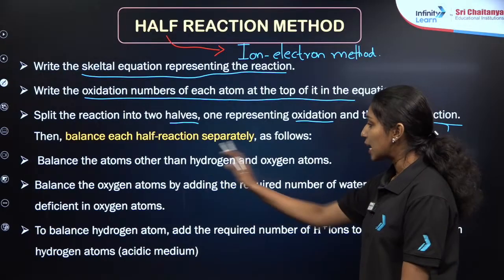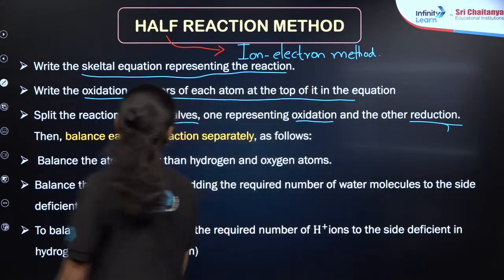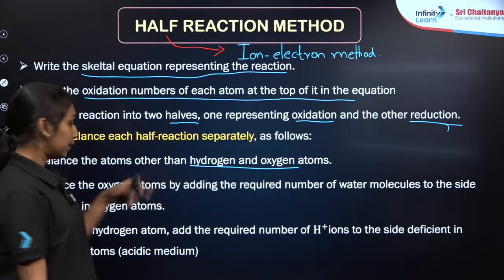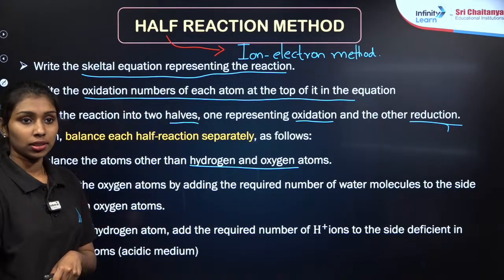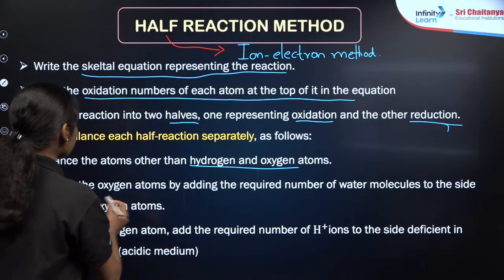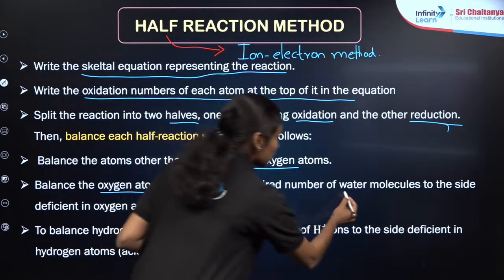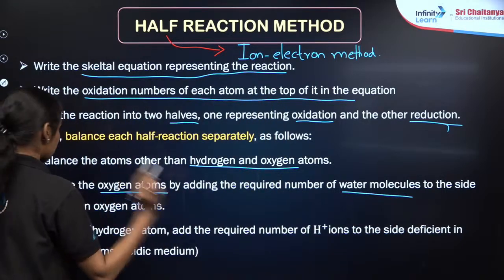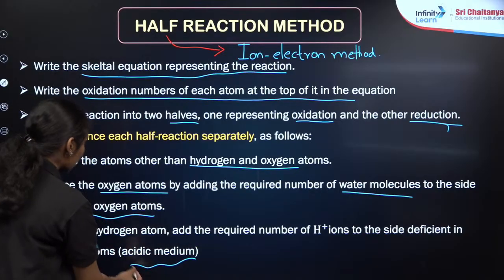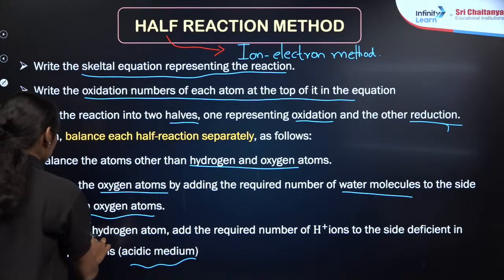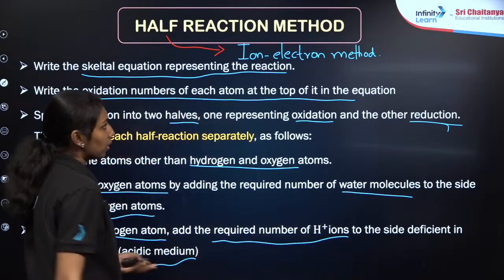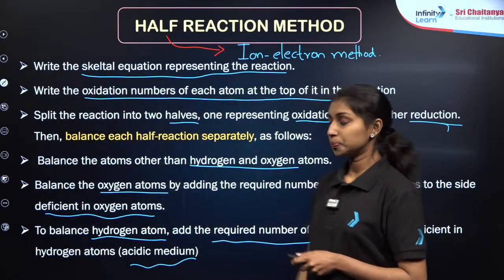How can we balance the half reactions separately? There are again a few more steps. The first step is to balance the atoms other than hydrogen and oxygen, same as the oxidation number method. Then balance the oxygen atoms by adding the required number of water molecules to the side where the oxygen atom is deficient. Then if the medium is acidic, same as the oxidation number method, to balance the hydrogen atoms you add the required number of H plus ions, right?